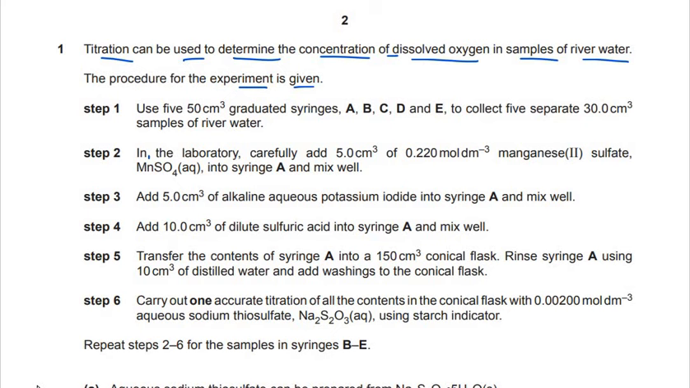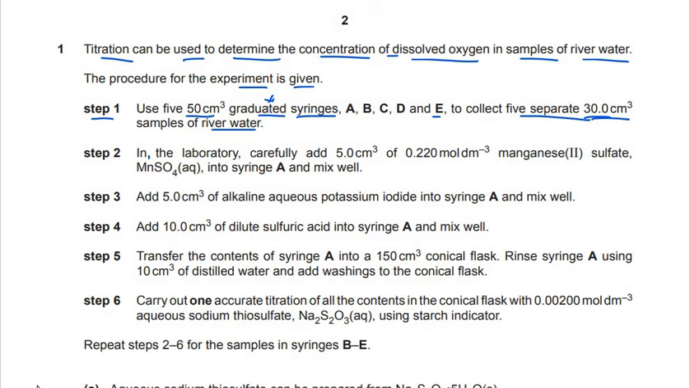So here is step 1. Step 1 says use 5 50 cm³ graduated syringes A, B, C, D, E to collect 5 separate samples of 30 cm³ of river water. So here we are using these 5 different graduated syringes of the volume capacity of 50 cm³, and we are collecting 30 cm³ of river water from different places.